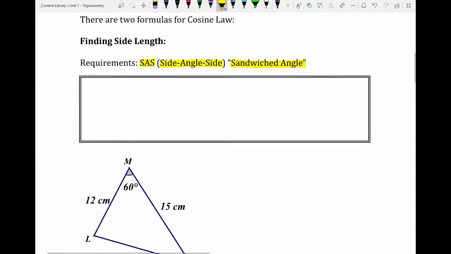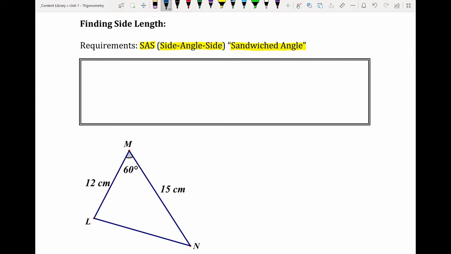Scroll down here, I'll write the formula up there, but you can see in this triangle, in this example, I have my side, I have my angle, and I have my side. That's what we mean by a sandwiched angle. This angle M is sandwiched between these two sides. That means that there is enough information here to use cosine law. And that cosine law formula: a squared is equal to b squared plus c squared minus 2bc times cosine A. That's if I'm solving for side A.